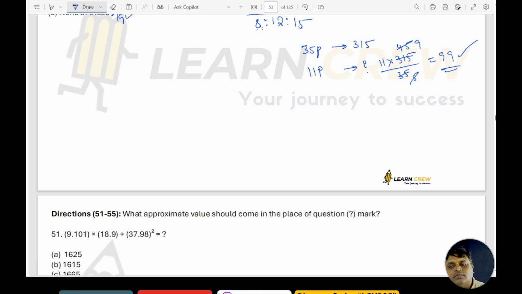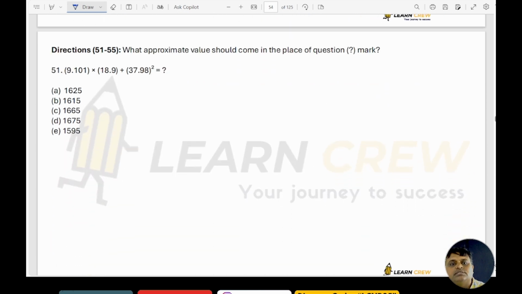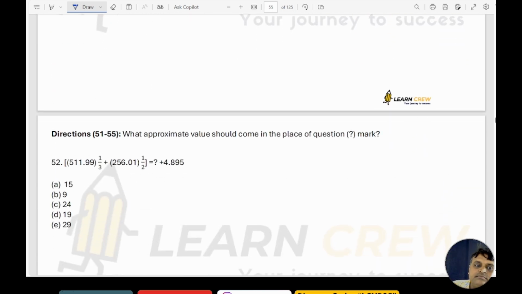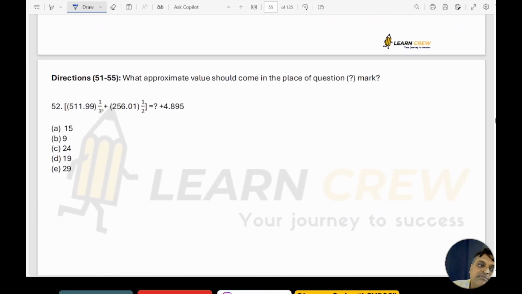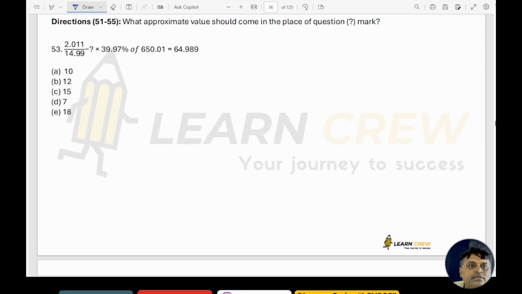Next question. Next you have approximations, questions 51 to 55. 9 into 19 is 171. 171 plus 38 square is 1615. Now the cube root of 512 is 8, and the square root of 256 is 16. 16 plus 8 is 24, which is equal to 19 plus 5. So the answer is D.